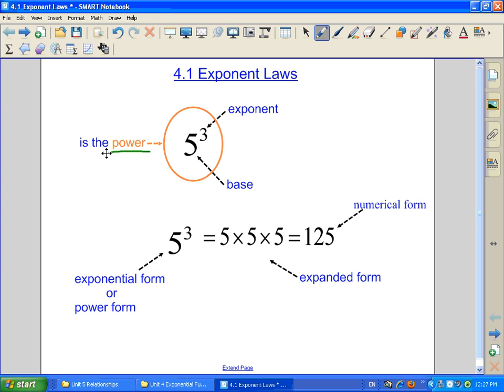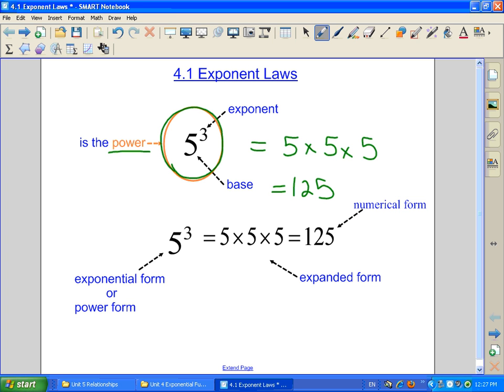There we go. The power is the entire expression, and the power contains the base and the exponent. The exponent is how many times the base is repeated. So if I was to put this in expanded form, you would write 5 times 5 times 5. And if I asked you to solve it in numerical form, you would tell me it's 125.